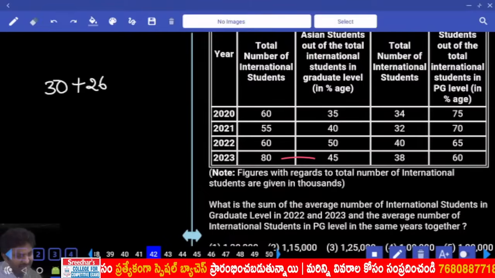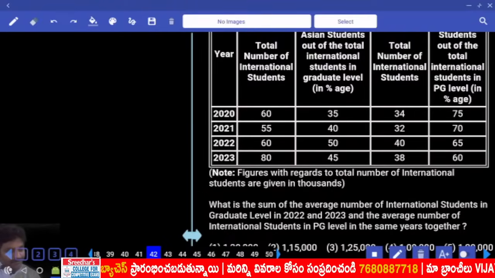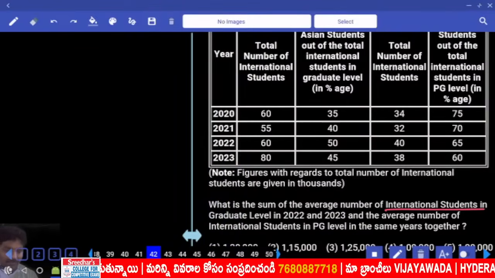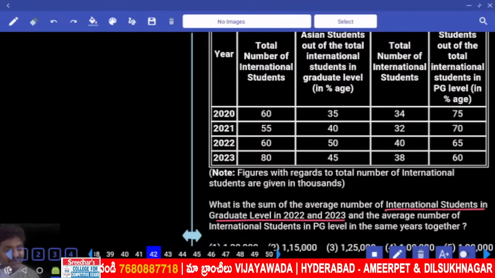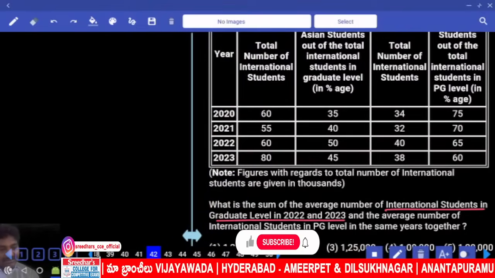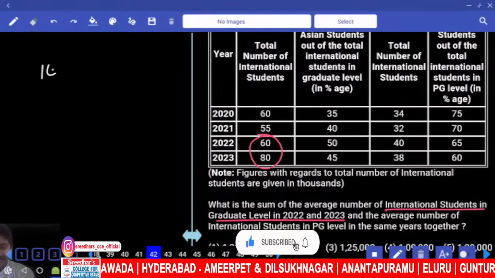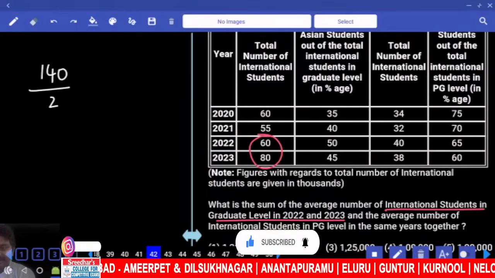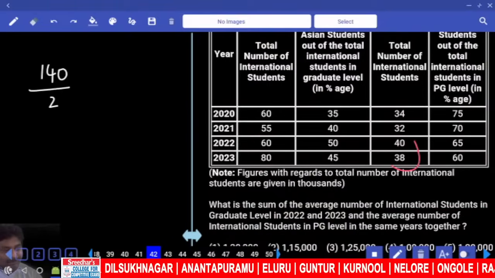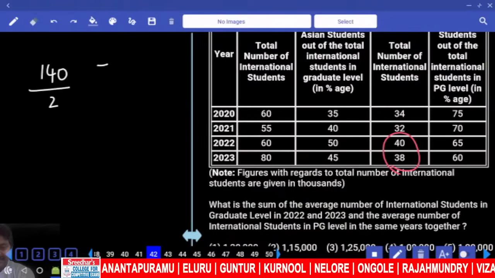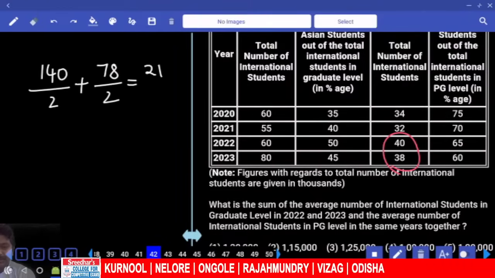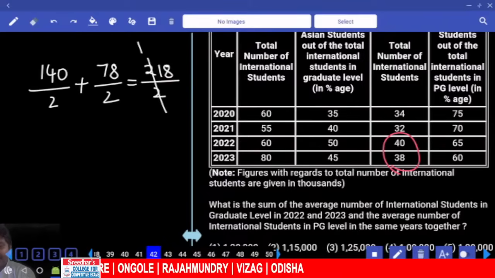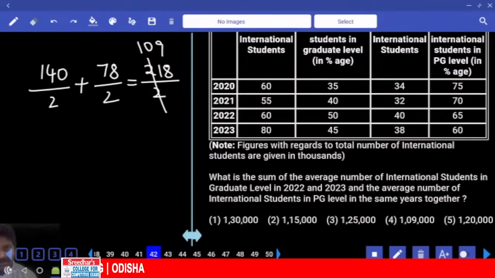Is it about Asian? No. Why are we calculating like this then? It is about international students, right? Right. So, what we are taking is Asian. That is wrong. Graduate level in 2022-2023. Sum of these two only. How much is that? 140. But we have to calculate average. So, let me divide by 2. And then PG level international students. Sum 78. But the question is about average. And we have to add both, which is equal to 218 divided by 2, which is 109. All are in thousands, so 1,09,000 should be your answer.